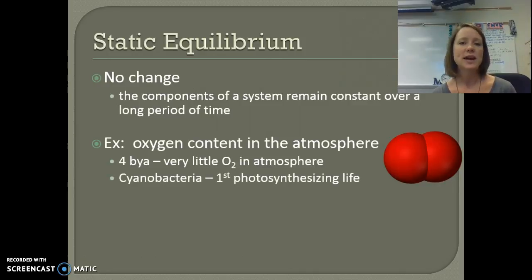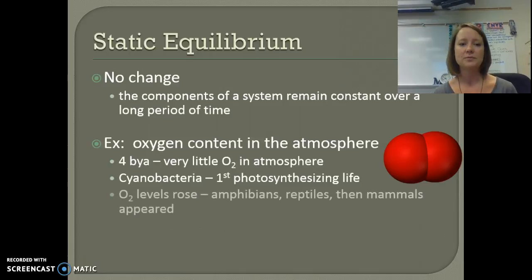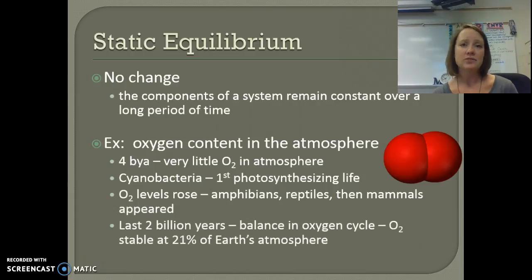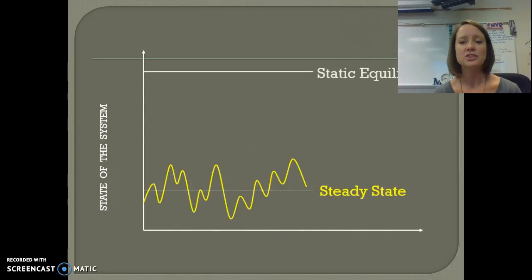It wasn't until we had cyanobacteria, which were our first photosynthesizers in the ocean, that were producing oxygen and releasing it into the air. So over time, oxygen levels rose, then we started seeing amphibians, reptiles, and ultimately mammals. And today, and for the past 2 billion years, we've had steady or static equilibrium with 21% of our atmosphere as O2.